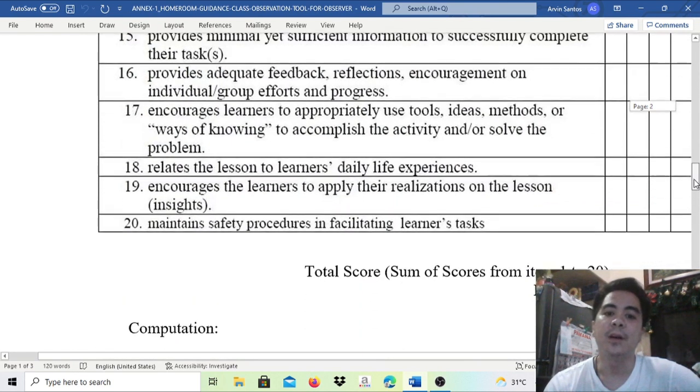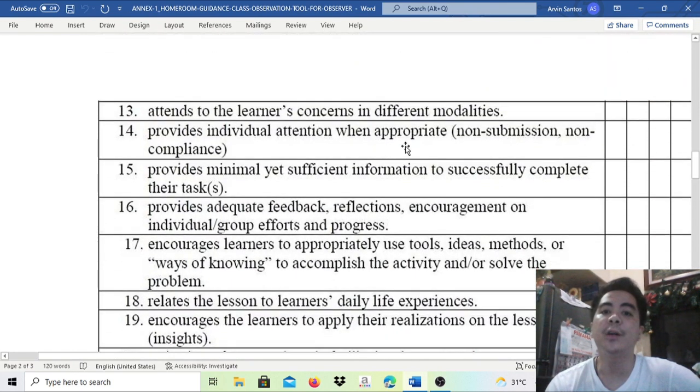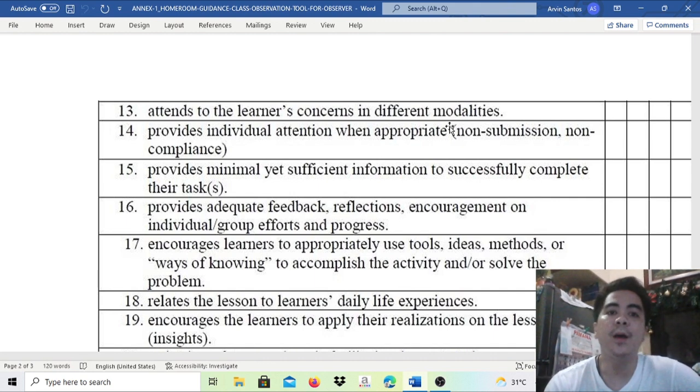Number 13. Okay, so we have here attends to the learner's concern in different modalities. So, in different ways, through online, diba? Through meeting with the parents, with the guardians, you answer their concerns, you solve their problems regarding some learning tasks in homeroom guidance. So, kasama po yun dyan.